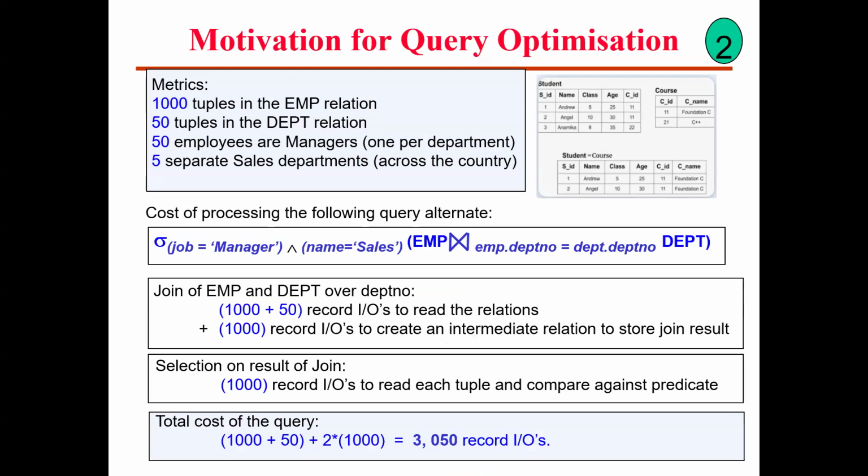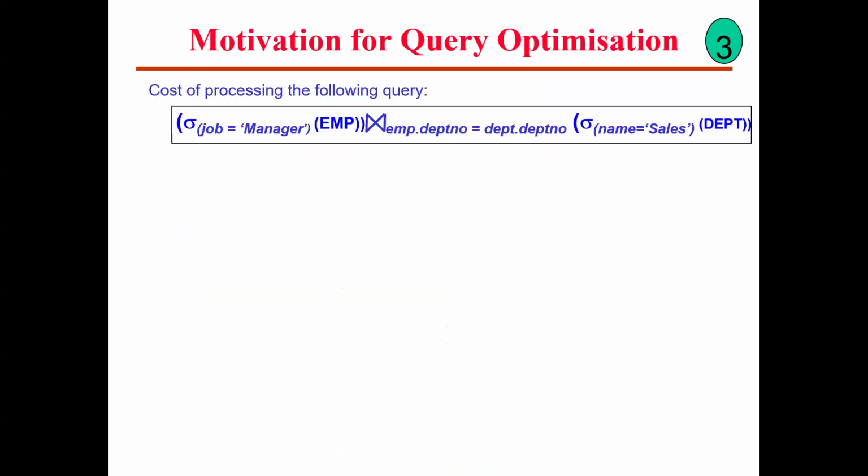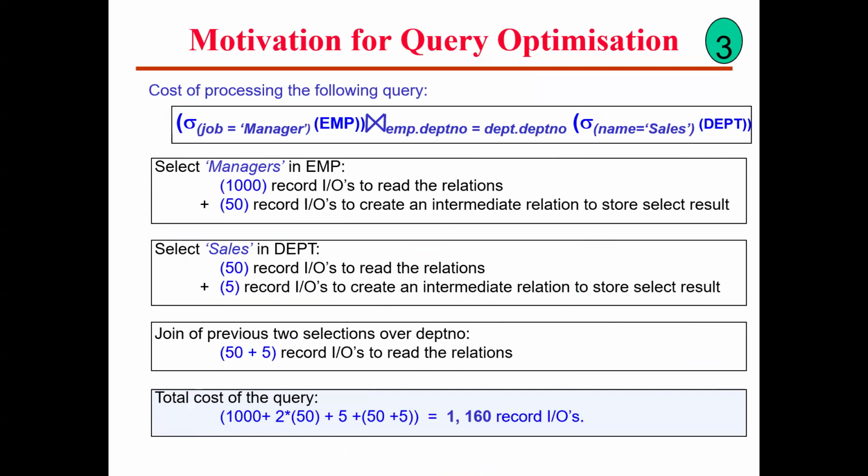So you see here, the third way. Here we have 1,000 records of managers and 50 records from the department table. So we select the managers in employee. Out of 1,000, how many did we select? 50. And how many sales departments are there? 50 sales departments are there. How many did we select? 5.